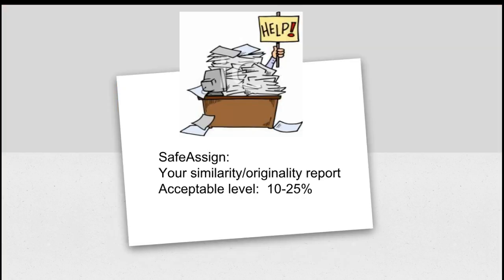Safe Assign is the plagiarism checker, and it's much like Turnitin. And the reports can either be called a similarity report or an originality report, and acceptable levels, depending on your instructor or your institution, can range from 10 to 25%. 25% is the upper reach of that acceptability. Typically, I think four-year universities use 10% as the limit.